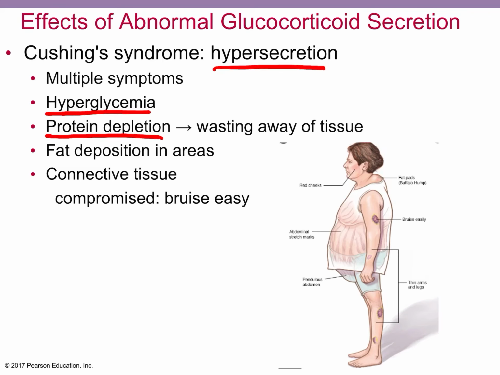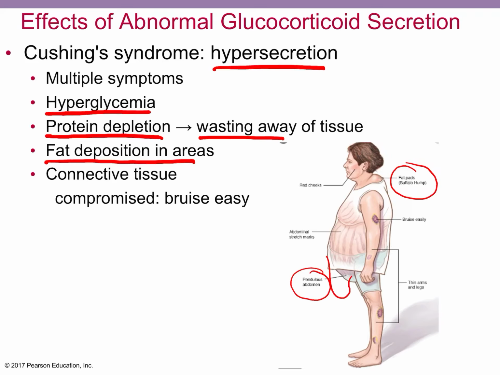This should also make sense. If you have elevated levels of cortisol, you're going to signal protein breakdown, and so you're going to have protein depletion, and you can have wasting away of tissues. The strange thing about this is that you deposit fat in different areas of the body. So there are characteristic pads of fat around the shoulder blades to give you a humpback look. There's also a pendulous abdomen, which means that there is fat that hangs down from the abdomen. So abdomen and also the back.